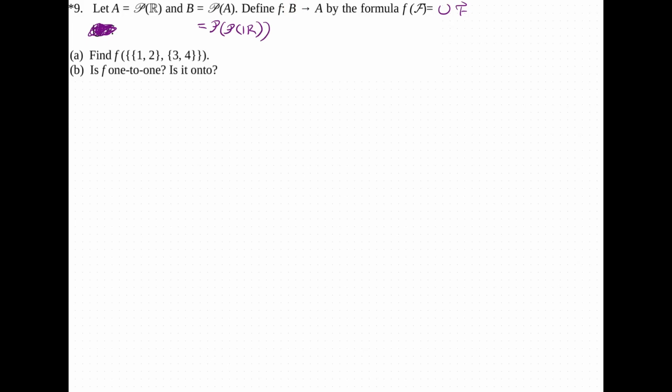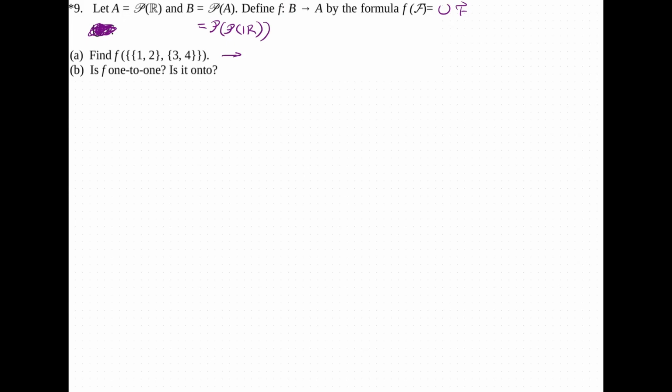So the elements of B are the elements in the power set of A, but the elements in the power set of A are the subsets of the power set of the real numbers. So in B, we do have that the set containing {1, 2} and {3, 4} is an element of B. So let's, before we even tackle the question, get acquainted with this.